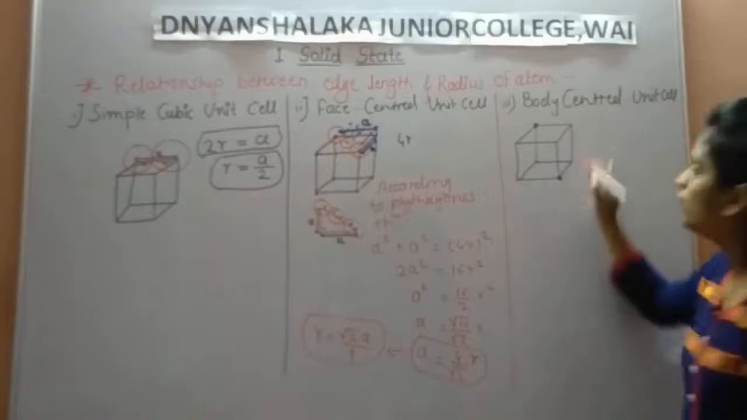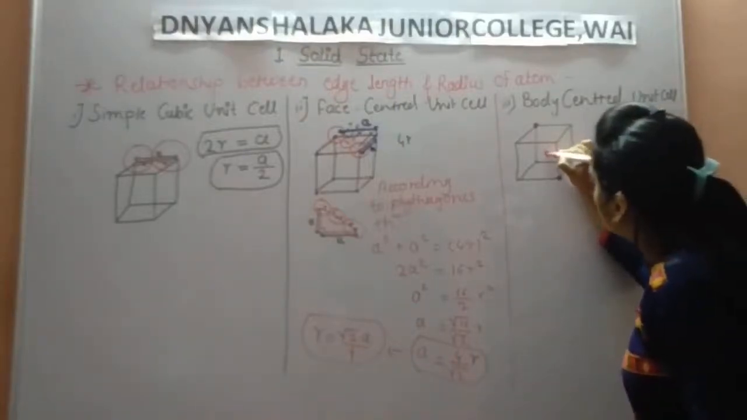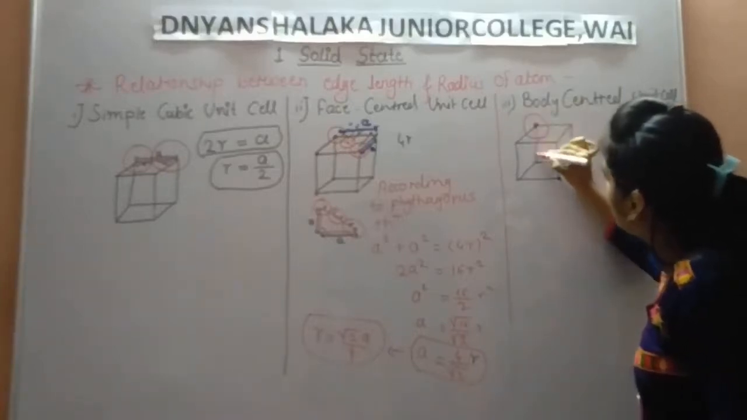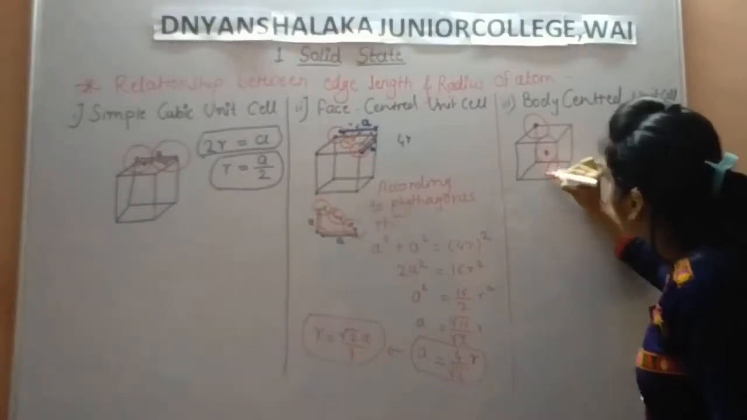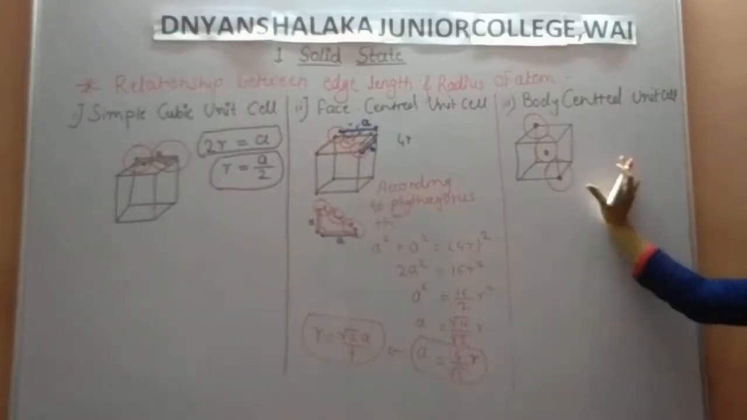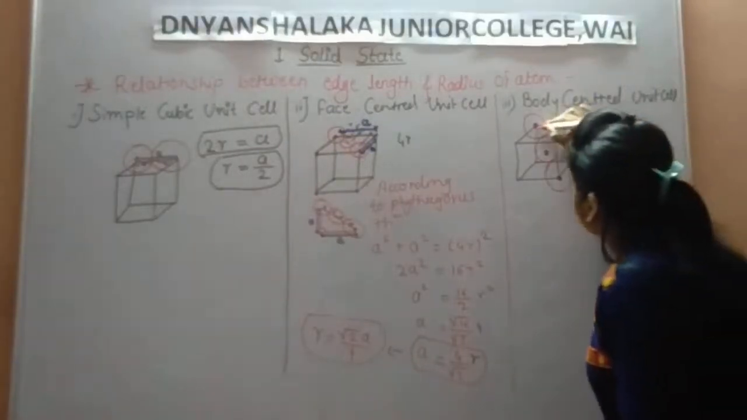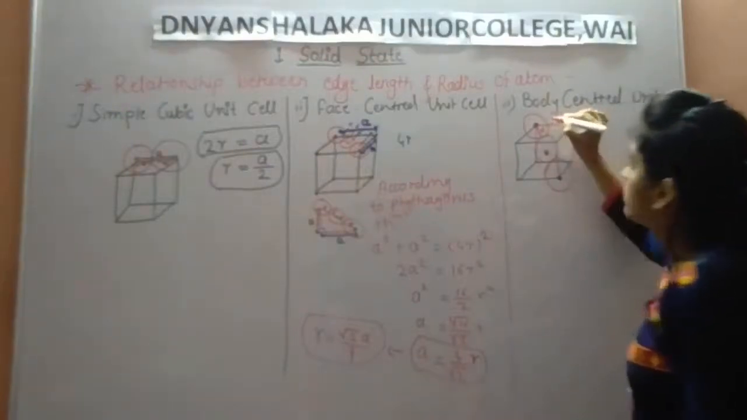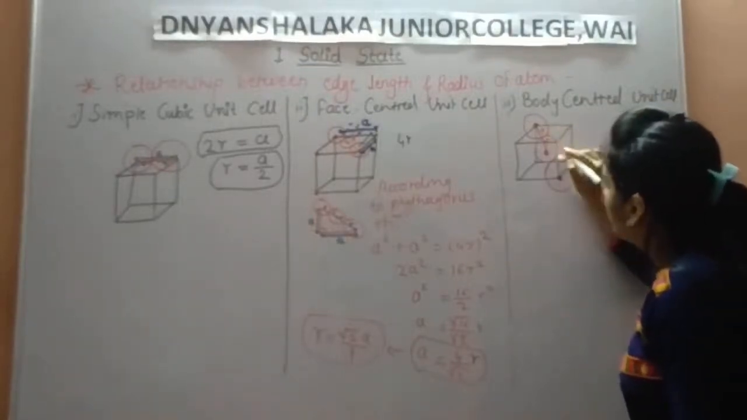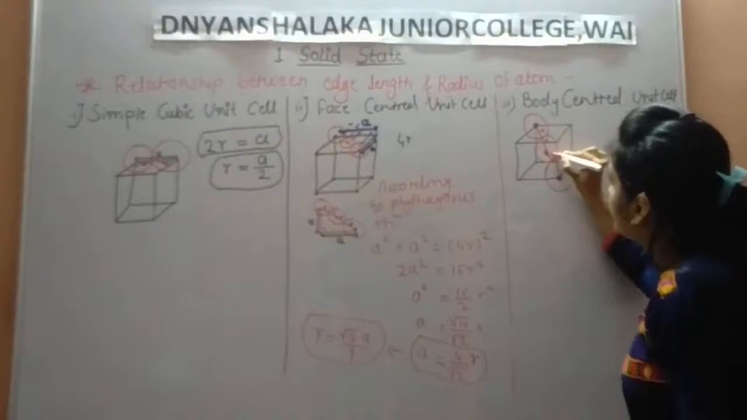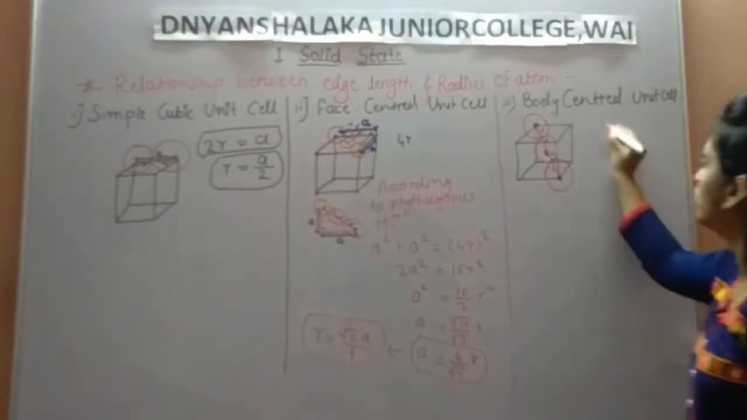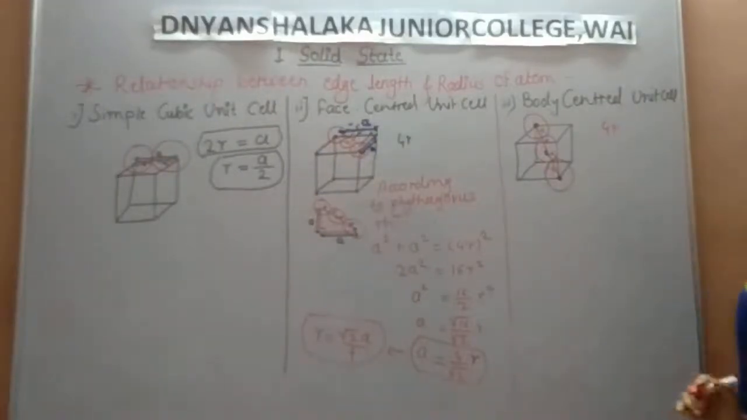In body center, one atom is placed inside this cube. So this is the first sphere, this is the second sphere, and this is the third sphere. Three spheres are arranged in this manner. This is our first r, the distance from center to outermost edge of the sphere. This is our second r, this is our third r, and this is our fourth r. So total is 4r.